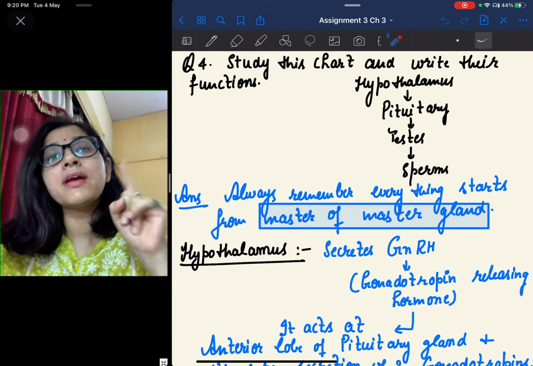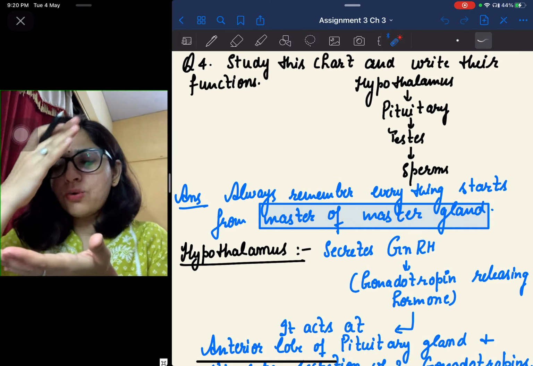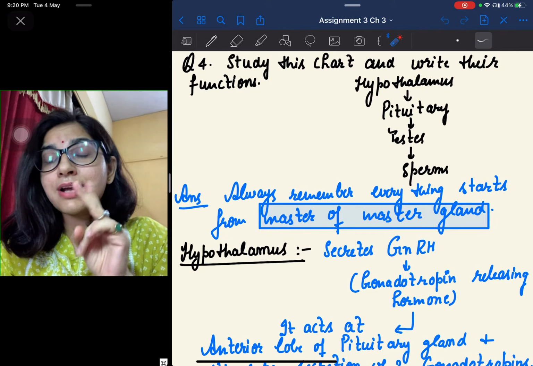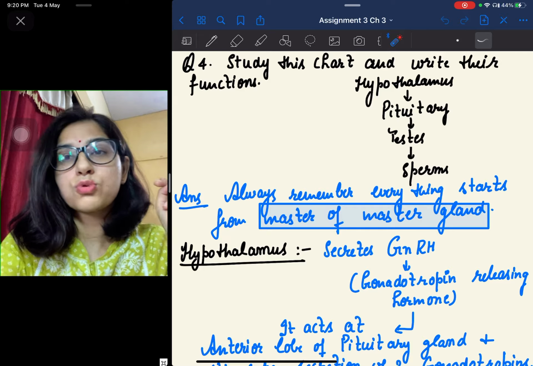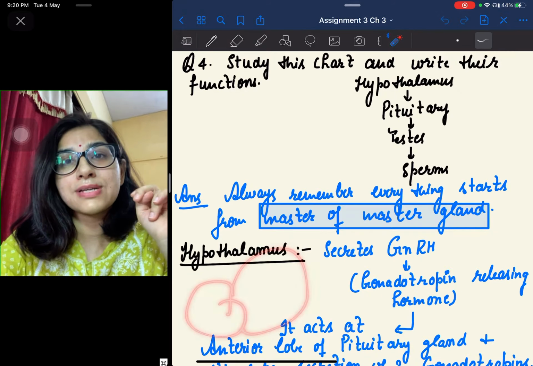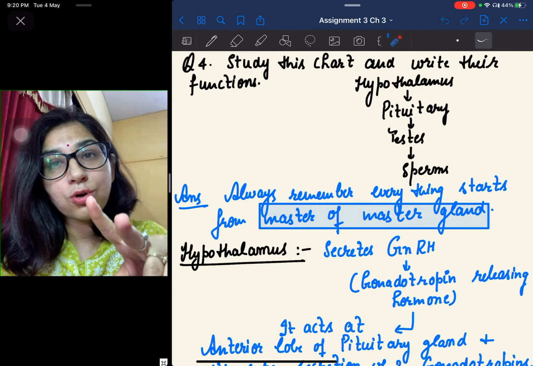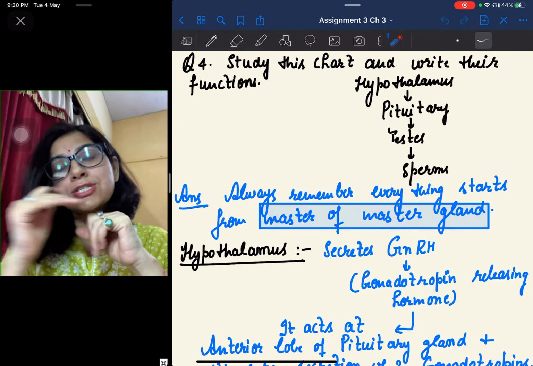From where is it coming? Hypothalamus. Now it acts on the pituitary. If you remember a little of the 11th portion, pituitary has two lobes. One is your anterior lobe of pituitary, and one is the posterior lobe.